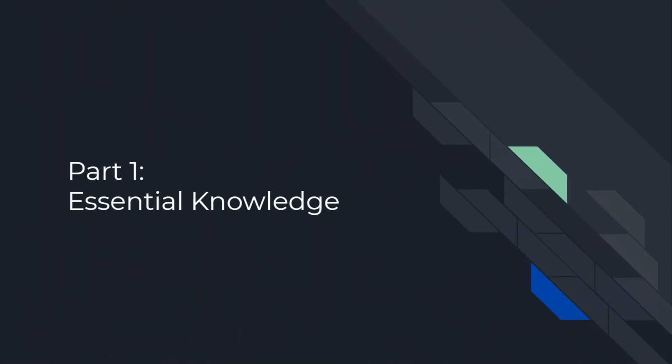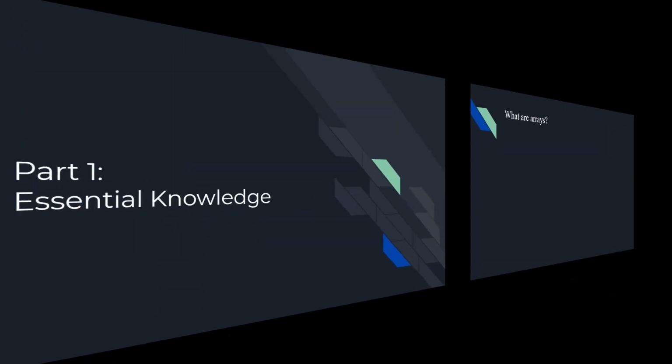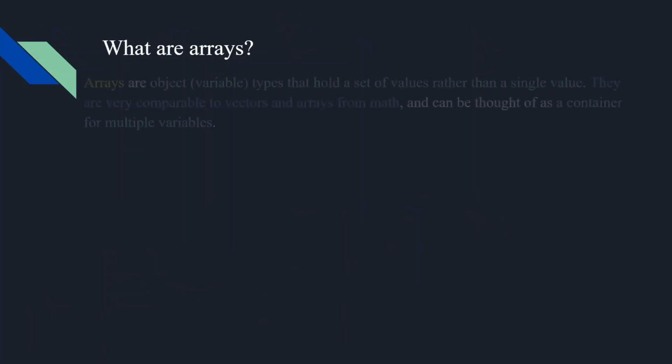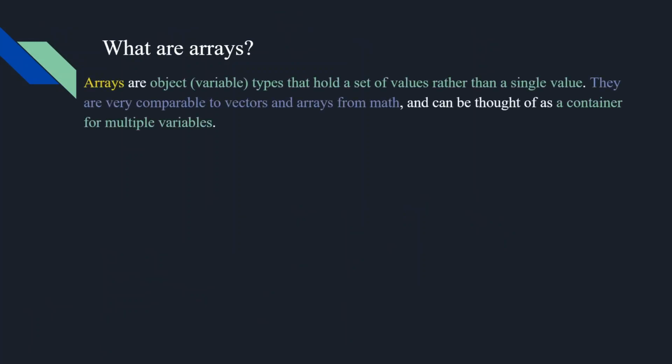Part 1. Essential knowledge about arrays in Java. First off, what are arrays? Arrays are object types that hold a set of values rather than a single value. They are very comparable to vectors and arrays from math and can be thought of as a container for multiple variables. Note that one-dimensional arrays are actually most similar to a vector in that they hold a set of values in order, while multi-dimensional arrays, which we'll talk about later, are much more similar to an array in math.